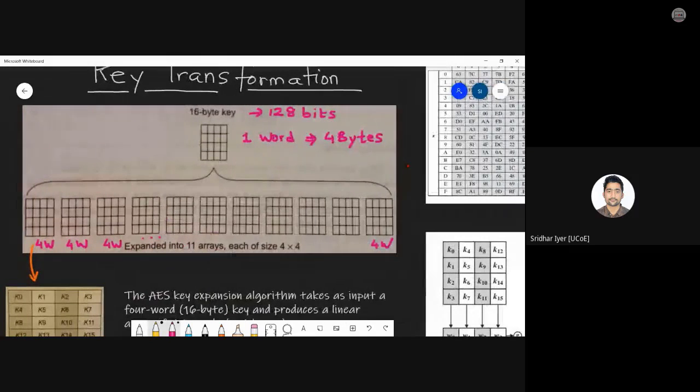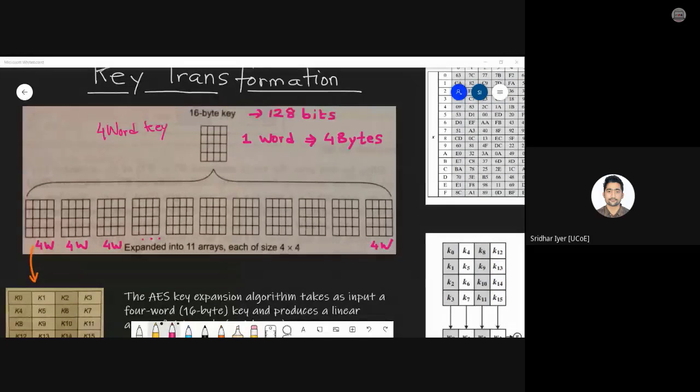The initial key is nothing but this 16-byte key, or what we can say 4 words, where one word is nothing but 4 bytes, right? So it is nothing but a 4-word key. So what happens? This is sent as an input to the key transformation function or key expansion function. And once that key goes inside the key expansion function, the output is a 44-word key, or we can say 11 into 4 words. Am I clear? Yes or no?